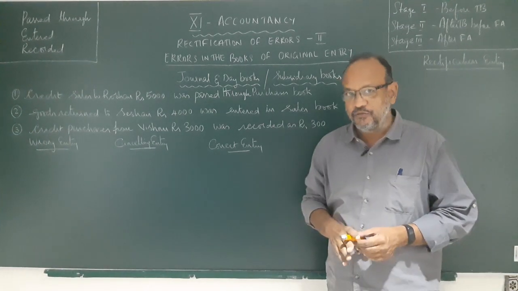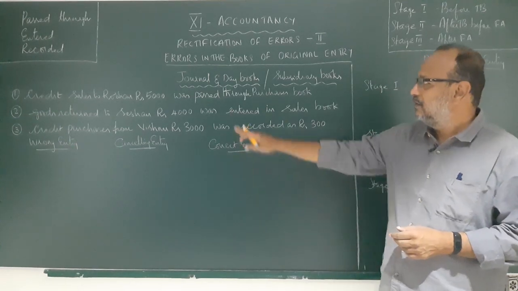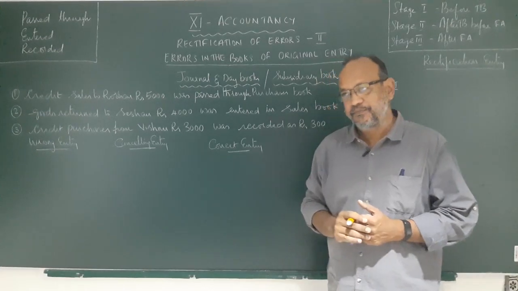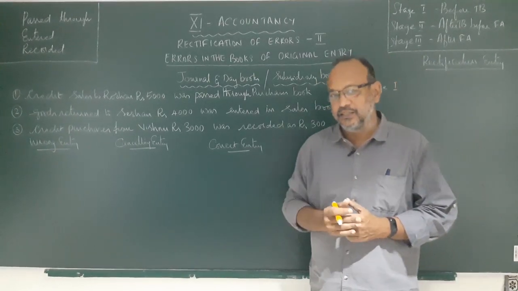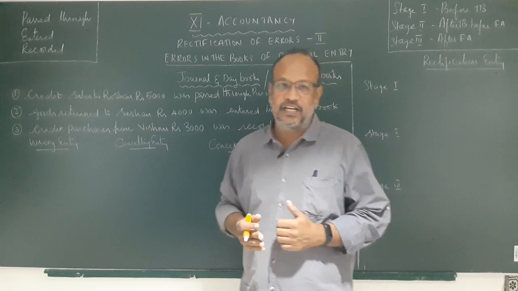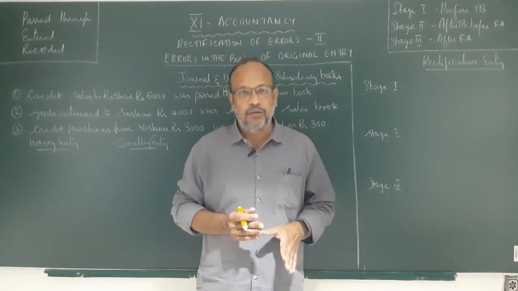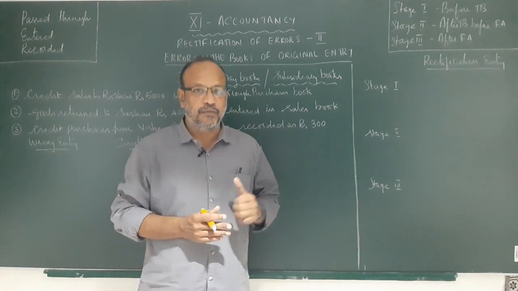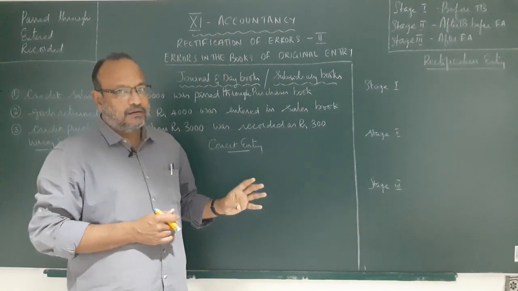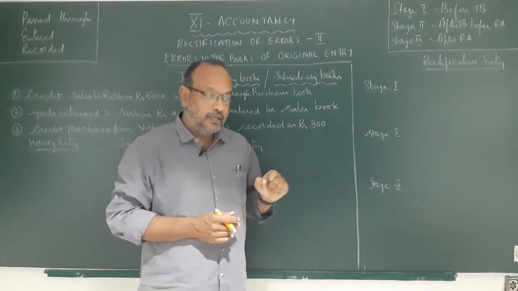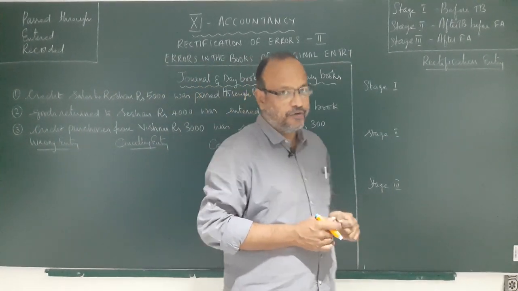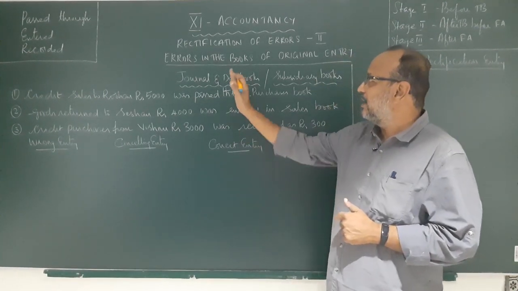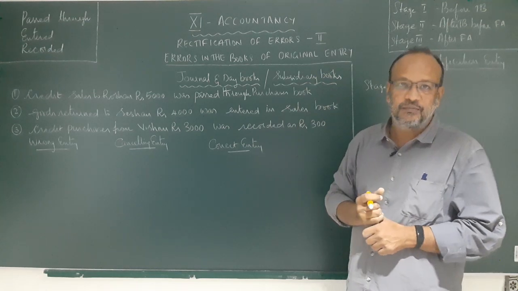What do you mean by the books of original entry? Very simple, journal and day book, or we call them the subsidiary books. Purchase book, purchase returns, sales returns, cash book, bill receivable, bill payable and journal proper. These are the subsidiary books. If an error has occurred in the books of original entry or in one of the subsidiary books, that is what we call the error in the books of original entry.